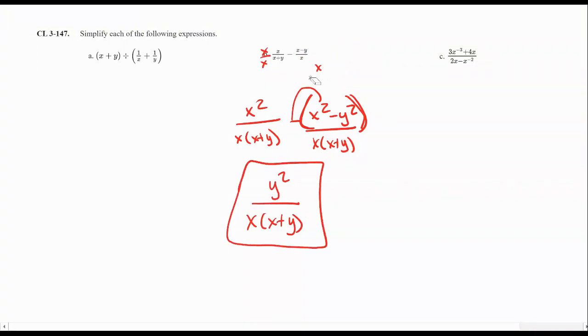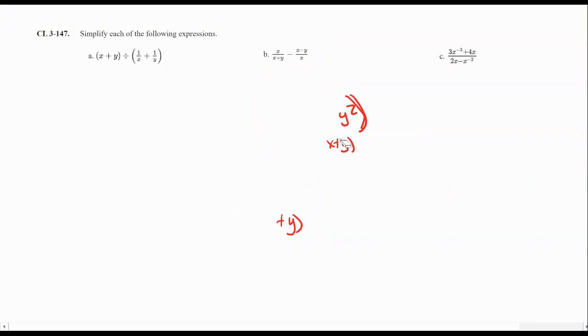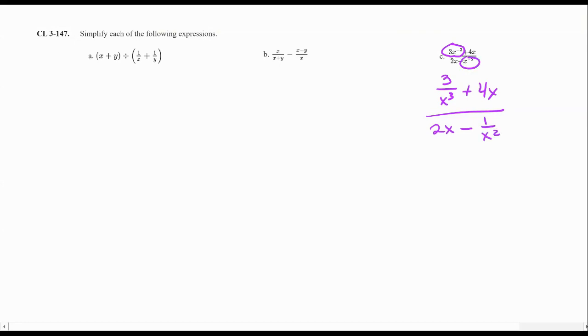For C, now C has negative exponents, and negative exponents should also start me to think about doing the giant 1, because if I notice this x to the power of negative 3, it's not attached to the 3, right? I don't have parentheses here. So the negative 3 just applies to the x, which means that this is really going to become 3 over x cubed. Then we got plus 4x over 2x minus 1 over x squared, because again, I have this x to the power of negative 2.